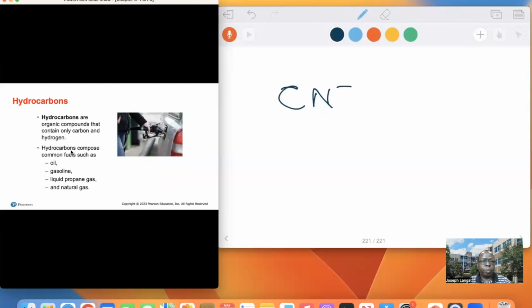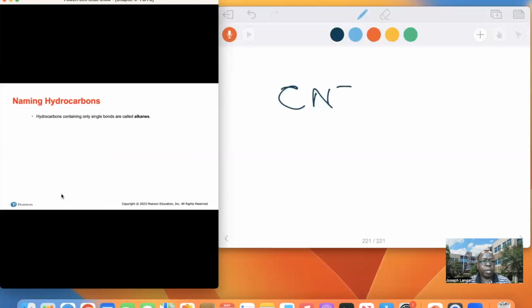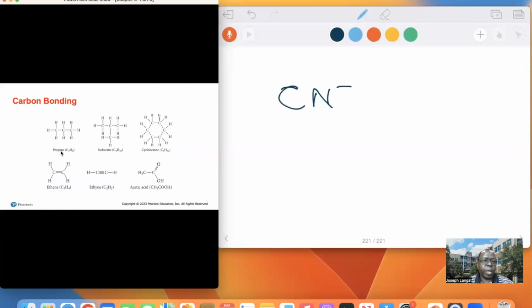The most common hydrocarbons are such as oil, gasoline, liquid propane gas, and natural gas. Hydrocarbons that contain only single bonds are called alkanes. So you have to know the functional group here. Alkanes, all of them, have single bonds. For example, in the previous one, propane, there are all single bonds, no double bond.